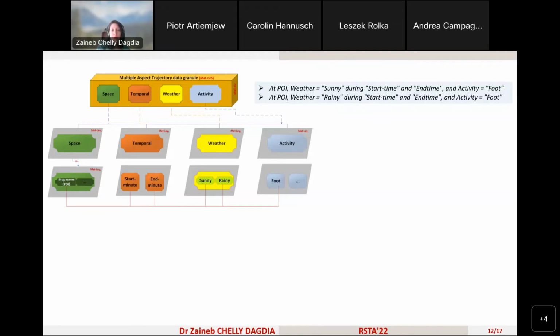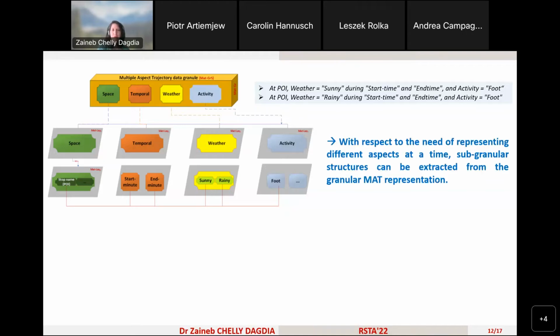So here, in terms of reasoning, I can say, okay, at PY, weather equals, for instance, sunny, at temporal, starting minute equals X and end minute equals Y. So I have this time slot, and activity equals food. So I can consider all the granules within a single representation. And same, if I say at PY, the same label, weather equals raining at a different time slot with activity equals food. So with respect to the need of representing different aspects at a time, different subgranular structures can be extracted from such MAT representations.